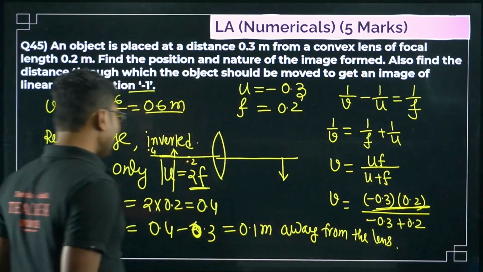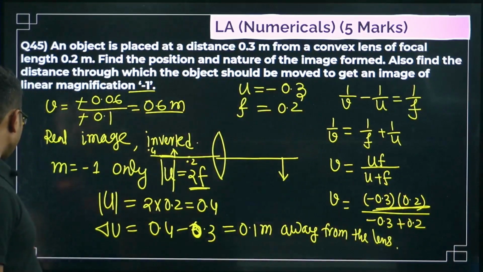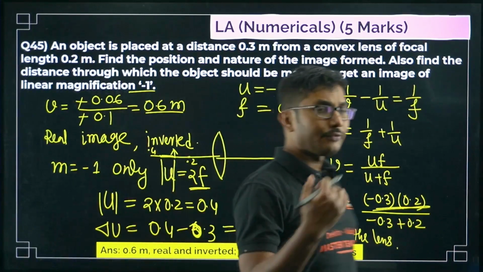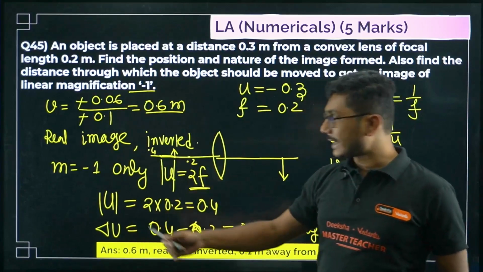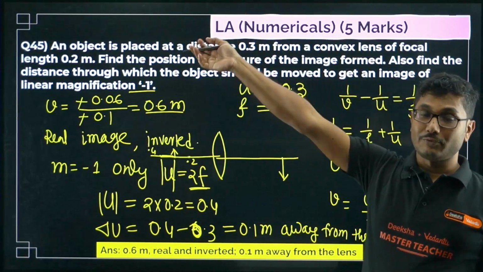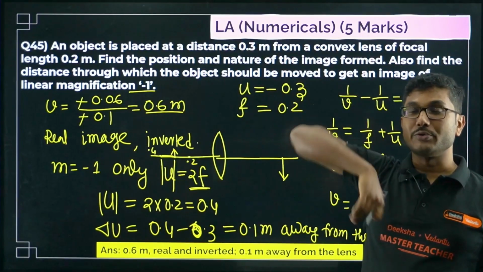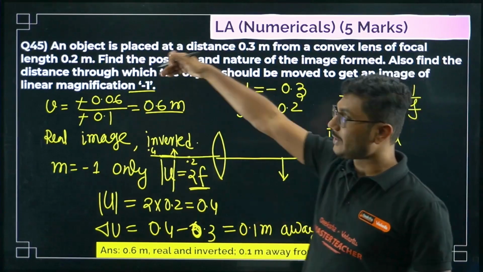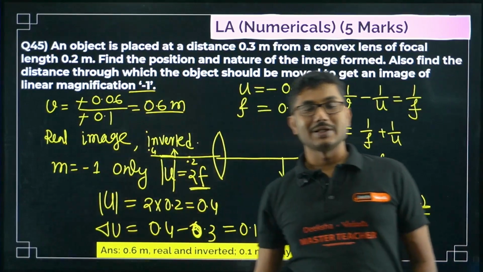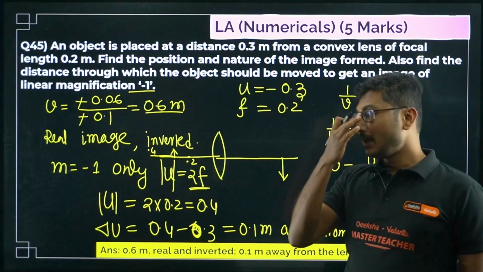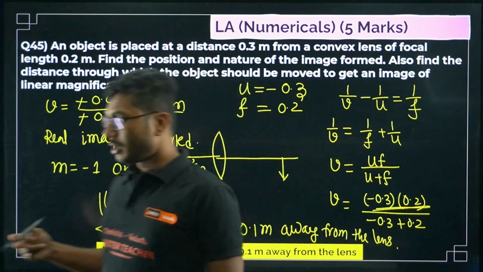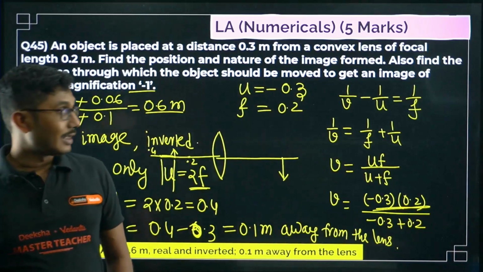So as you can see, this is a much easier problem to solve, even though the concept might require a few ideas. For example, the second part of this question, where they asked how much distance you have to move it to get magnification -1, but you can still figure it out. These concepts you have studied in your class 10th as well, if you have studied the chapter. But current electricity, in my opinion, is not worth putting too much trust on.